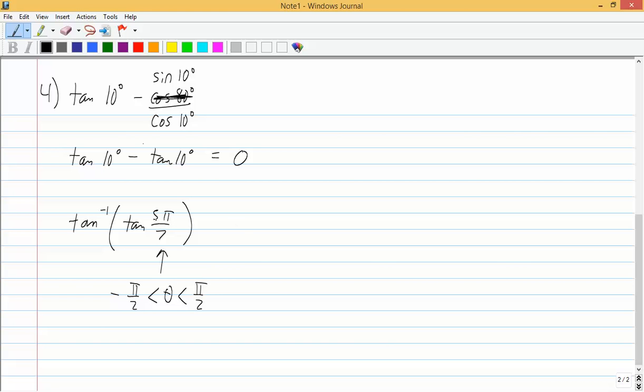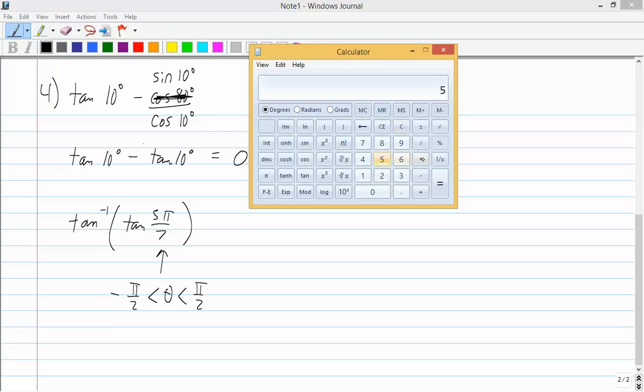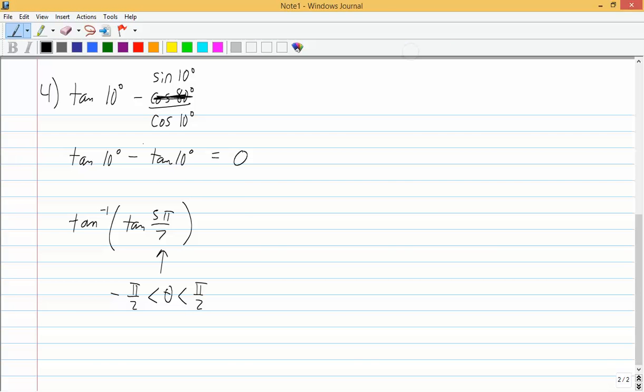But it's not. 5 pi over 7 is not between negative pi over 2 and pi over 2. It may be easier for you to visualize if you think about that in degrees. So 5 times 180 divided by 7. So that's 128 degrees, 128 point something degrees. That's negative 90 degrees. That's 90 degrees. So this is definitely not between those two, since it was 128 point something degrees. So we need to figure out where that is located.